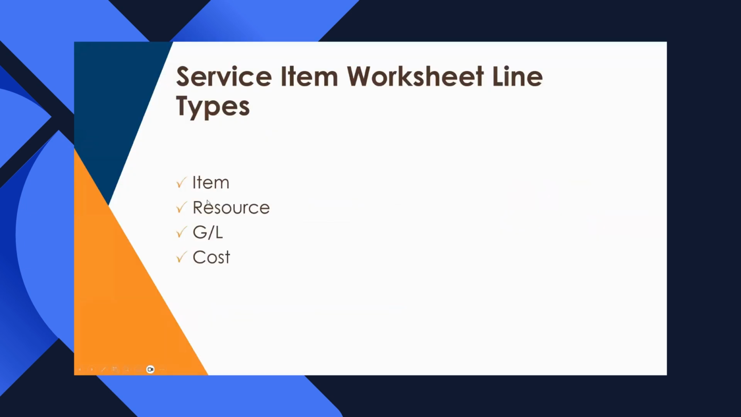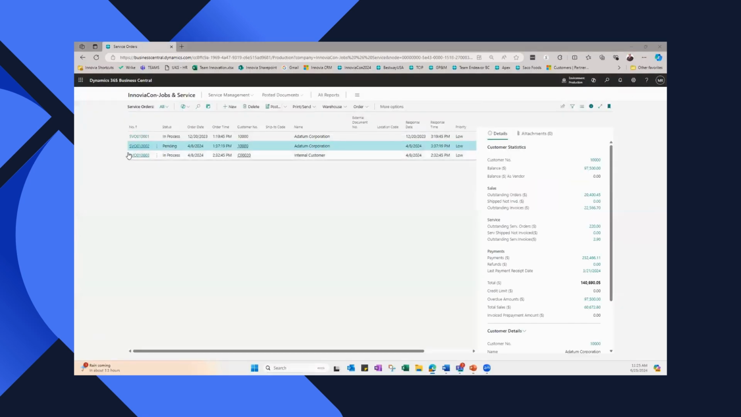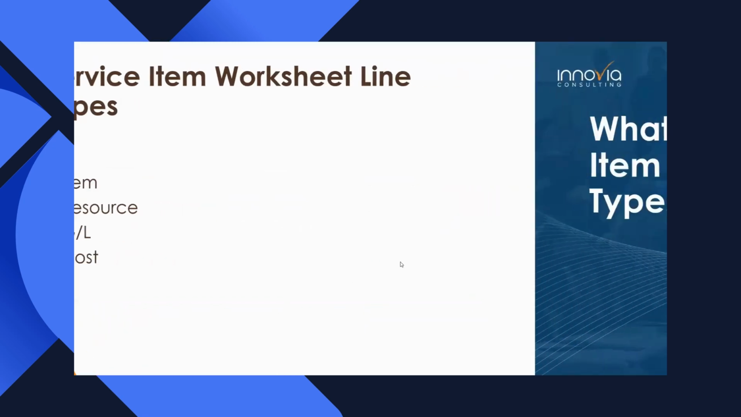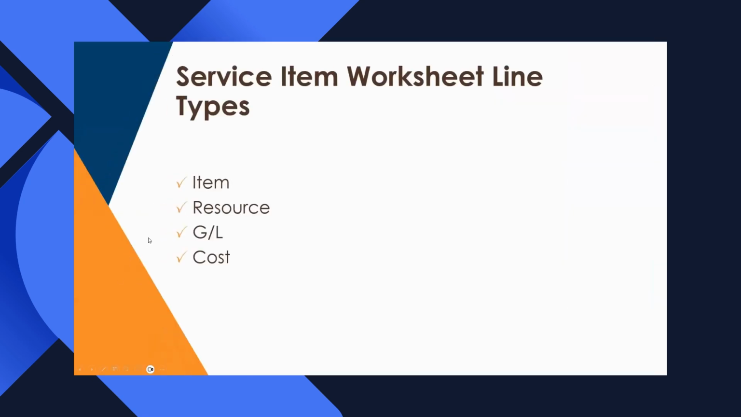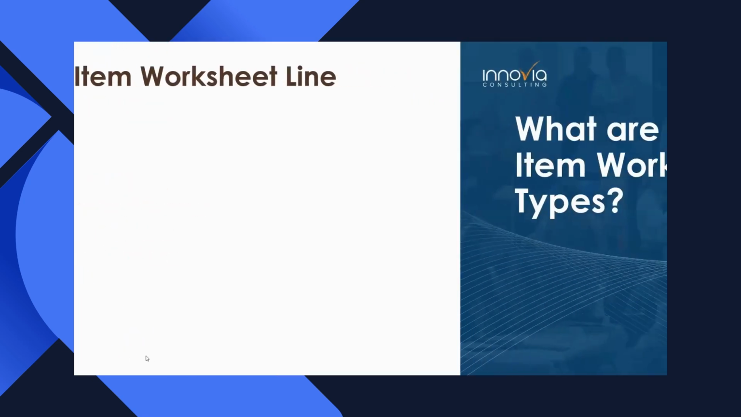So we talked about our items, our resource, GL, and costs. Those are all on our service item worksheet, like I said. So what are the 4 service item worksheet line types? See if you're actually listening to me. Anyone want to put an answer in the chat or call out? All right. Like I said, it is your items, resource, GL, and costs.